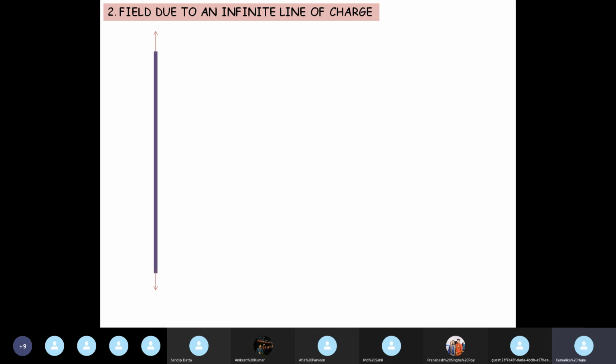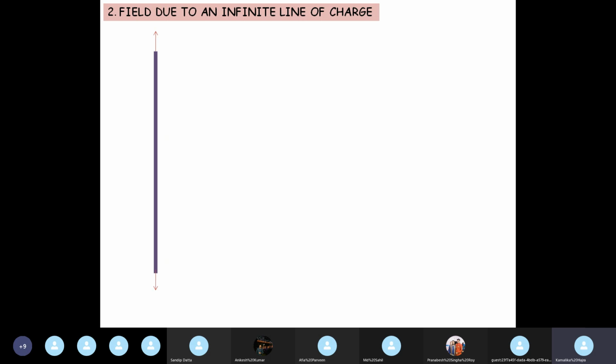This is what we are talking about. This is a very long line of charge. By infinite line of charge, it means that these arrows show that it's a very long rod. It extends up to infinity.